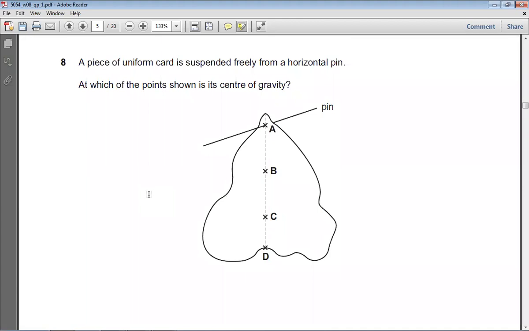Now, a piece of uniform card is suspended freely from a horizontal pin. At which of the points shown is its center of gravity? Because now it's balanced, and this is exactly under the point of support, and obviously the center of gravity will be on this line.